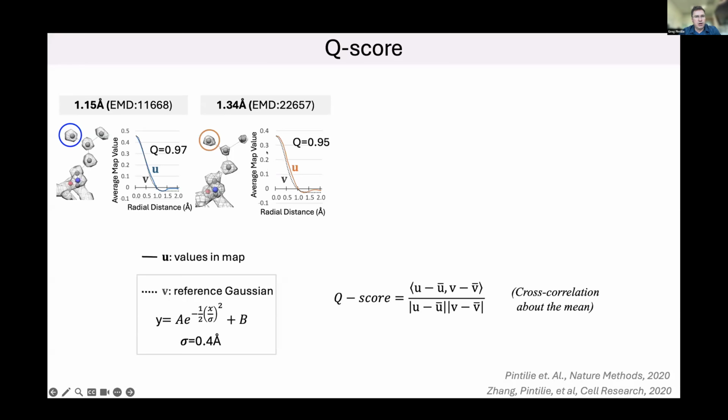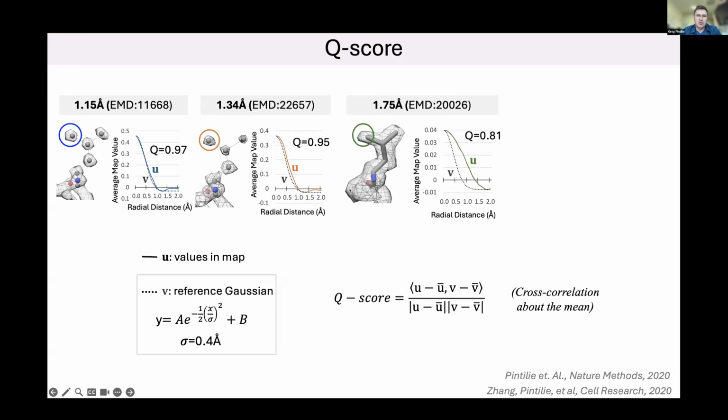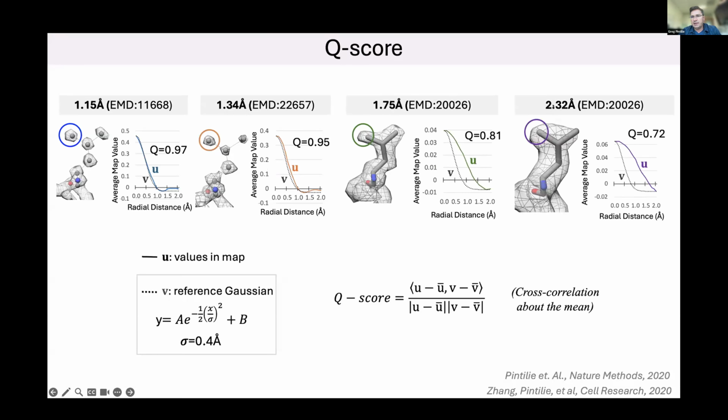So we can do this for any atom in any map. In a 1.3 angstrom map, the atom profile starts to get a little bit wider, as we saw before. The Q-score gets a little bit lower. In a 1.7 angstrom map, the profile is even wider, so the Q-score gets a little bit lower. And on something like a 2.3 angstrom map, again, the width gets larger and the Q-score gets lower. So what the Q-score does is compare your map values around your atom in your map and model to this reference Gaussian. And this fact that it got lower, based on the resolution of the map, was interesting.